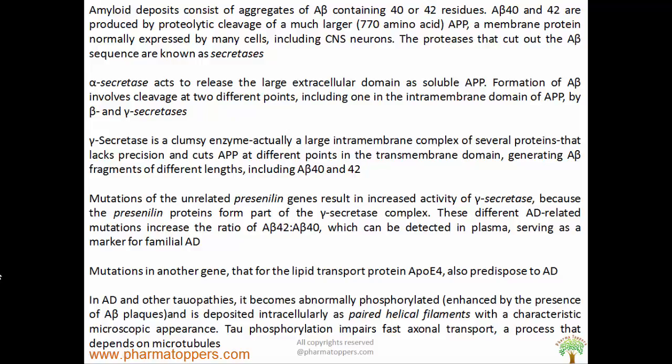Again, mutation of the unrelated presenilin gene results in increased activity of gamma secretase, because the presenilin protein is a part of the gamma secretase complex. So these different AD-related protein mutations increase the ratio of A beta 42 to 40, which can be detected in the plasma, serving as a marker for familial Alzheimer disorder. Mutations in another gene for a lipid transport protein, that is ApoE4, also predispose to Alzheimer disorder, probably because of the expression of abnormal ApoE4 proteins that facilitate the aggregation seen in Alzheimer disorder.